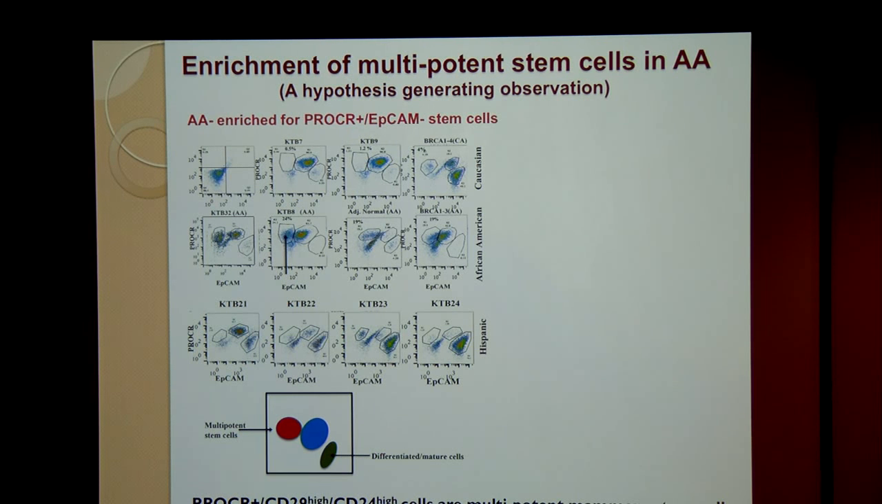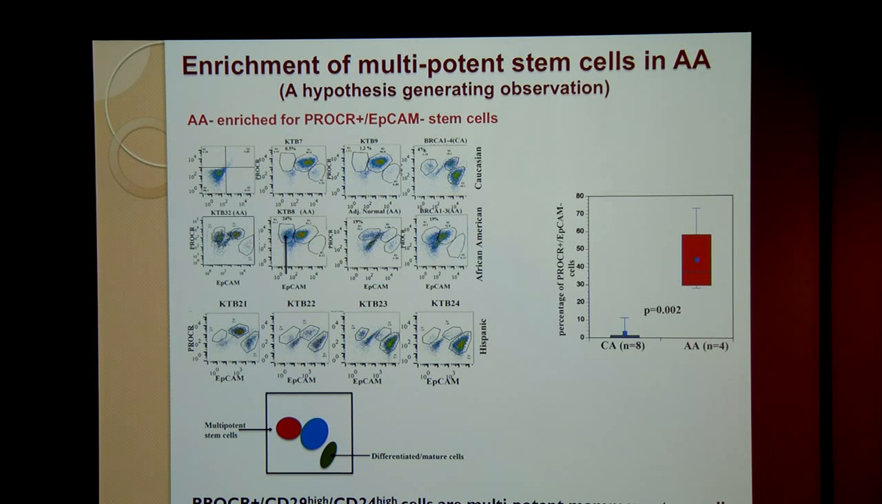It's not our paper. Here on the top are all Caucasian women. Again, these are the multipotent stem cells, ProCR positive cells, also called CD201. You see very little of those, and here you have a higher level in African American women, a little bit less in Hispanic women. Numerically, these are the numbers we see. It is highly variable. In African American women, we have a higher number.